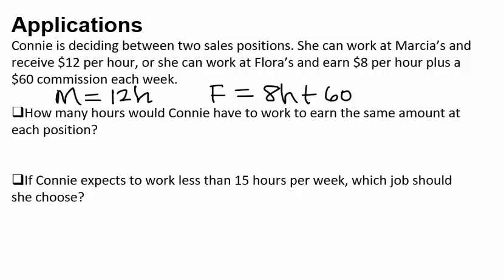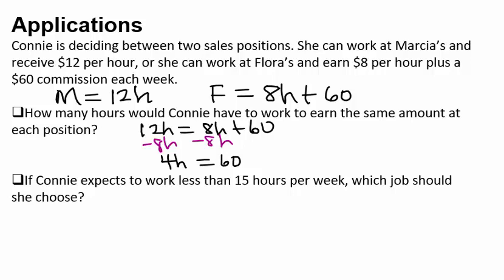We can do this a couple of different ways. One is to set these expressions equal to one another. So 12H equals 8H plus 60, and solve the equation for H. We would move the H's together, so subtract 8H from both sides. We get 4H is equal to 60, and then divide both sides by 4. So H is 15 hours.